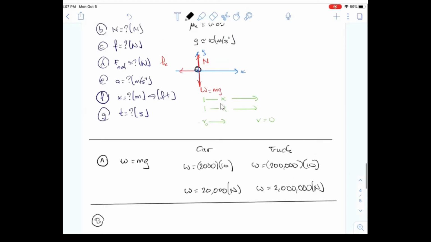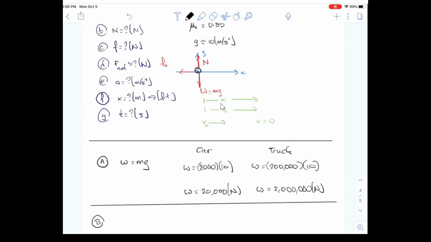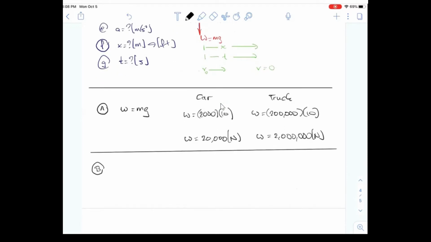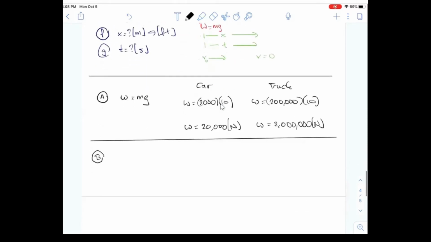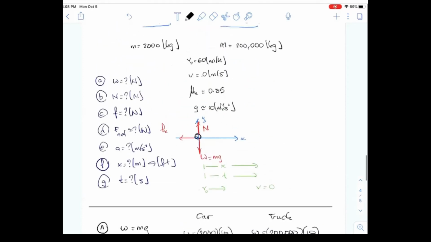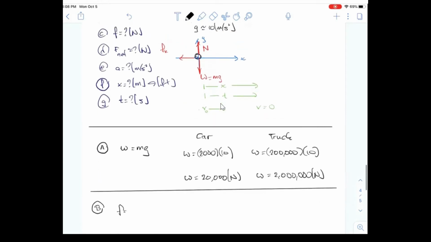Part B is the normal force. How do we get the frictional force? The frictional force depends on the normal force. Guys, the normal force you will get from the motion in the y direction, so that's what we have to do.